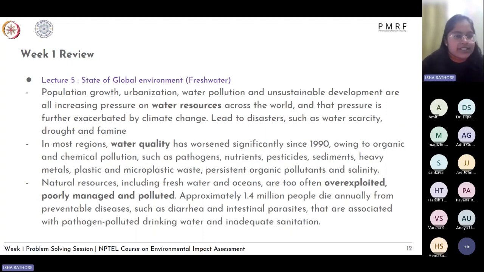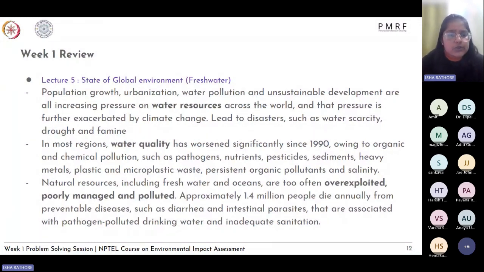So moving on to the last lecture, lecture 5 of the week. Here we looked at the state of the global environment, that is fresh water. We looked at how there's an increasing pressure on water resources because of population growth, urbanization, water pollution, and unsustainable development across the world, and that pressure is being increased because of the climate change which we are facing. This leads to disasters such as water scarcity, drought, and famine in certain areas. So you keep hearing about a lot of cases in which a drought is constantly happening in certain areas.